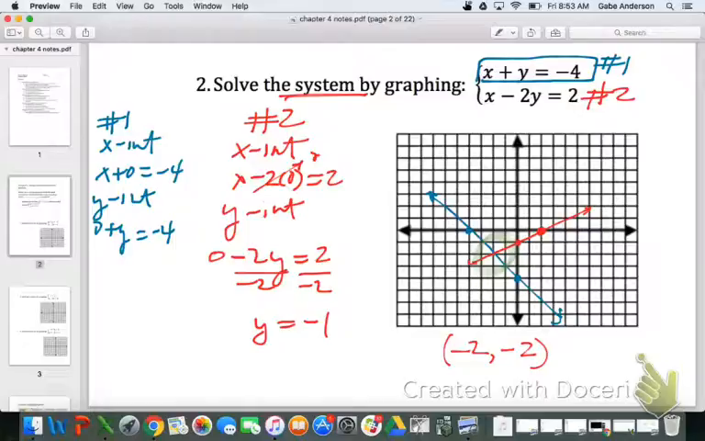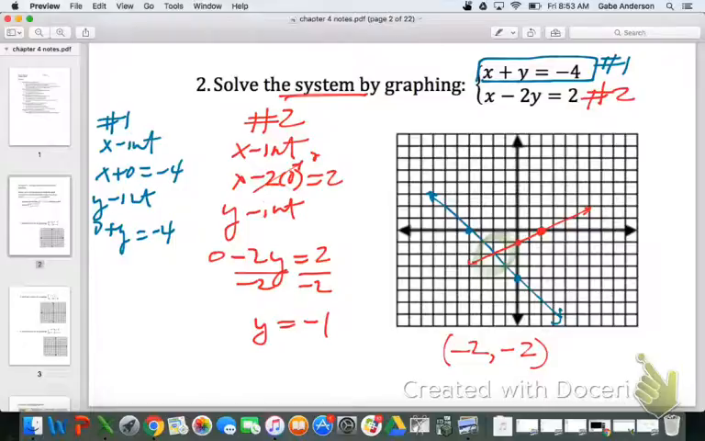So on a graph, all we're really looking for is where do the lines intersect? And wherever they intersect, that's the answer. Let's think about what that means, though. Isn't that point right there, isn't that the place where the 2 lines are equal? That's the place where the 2 lines share the same space at the same time. So that's the only point that makes both equations true. It's the only point that makes both equations true, and so that's why that's our solution.